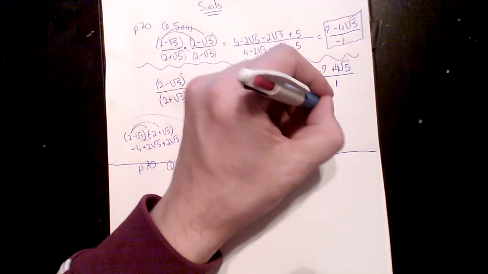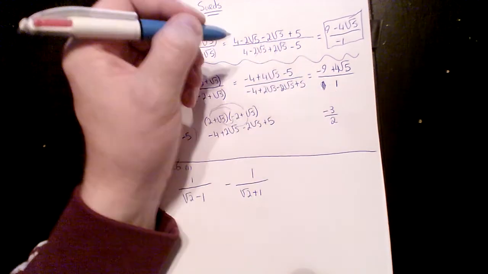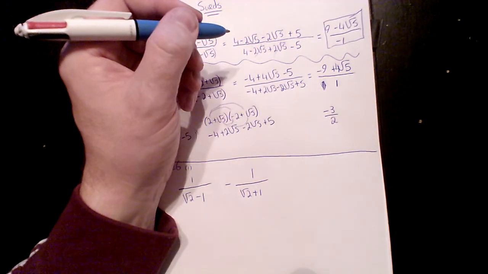because watch this. Let's say I go minus 3 over 2. Well, minus 3 over 2 is minus 1.5.